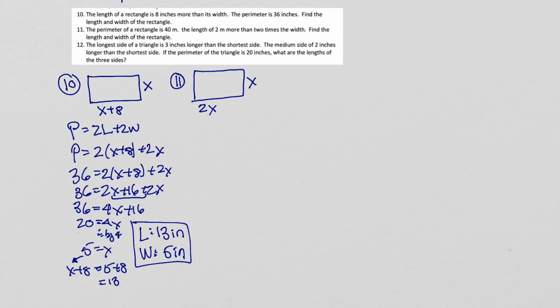And we have 2 meters more than that. So we're going to add 2. So we're going to find the perimeter. We have a formula. Perimeter is 2 lengths plus 2 widths.